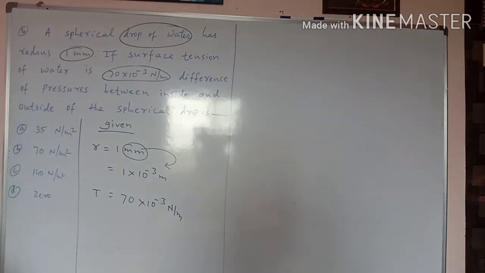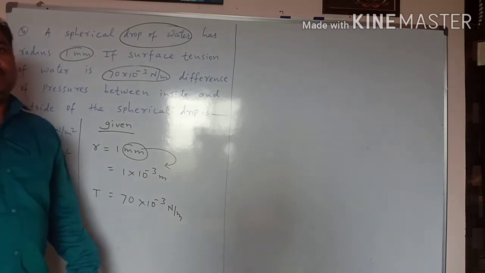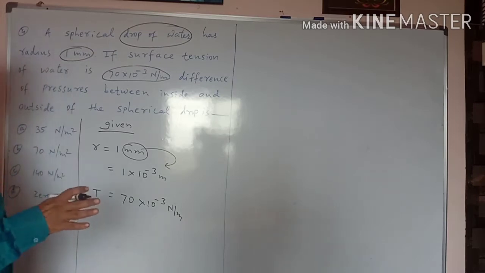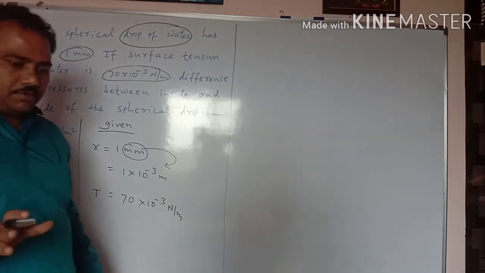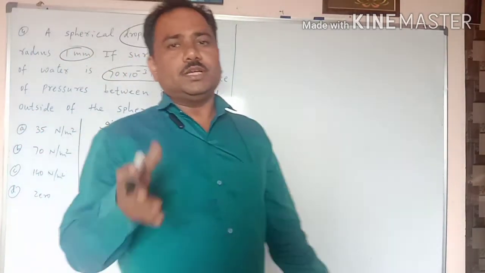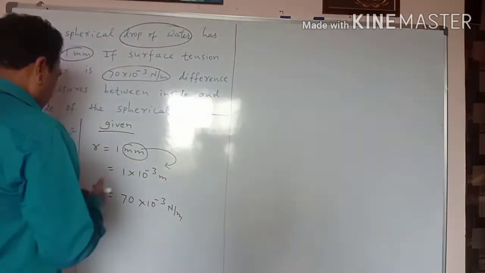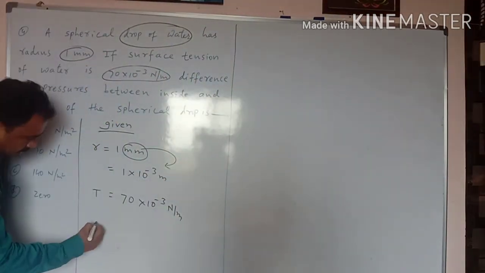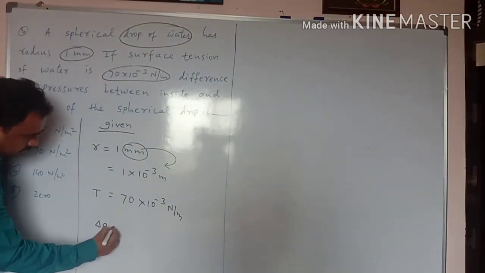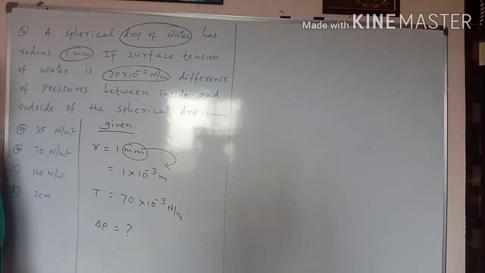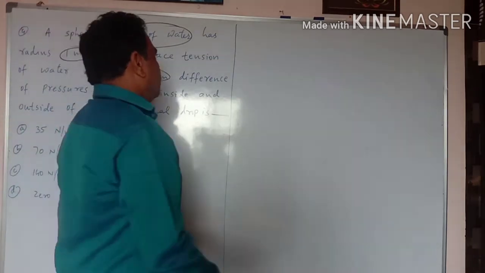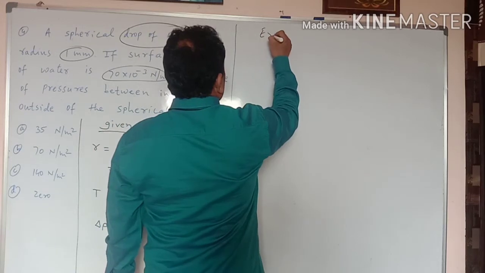Then the difference of pressures between inside and outside of the spherical drop is asked. So we have to calculate the difference between inside and outside pressure. What does that mean? That is the excess pressure, and we know how to calculate the excess pressure. So we have to calculate the excess pressure, that is delta P.